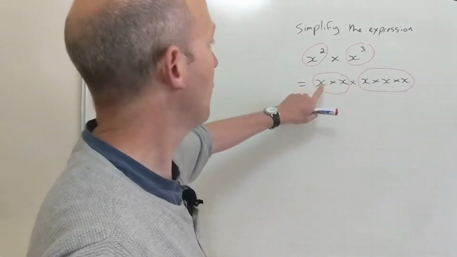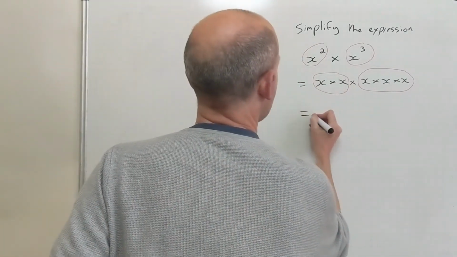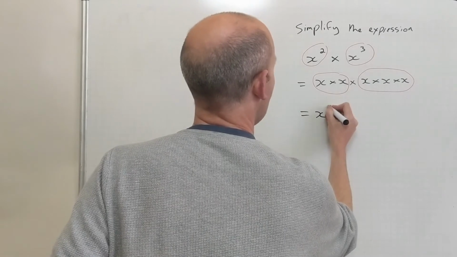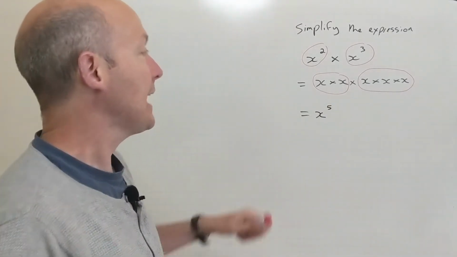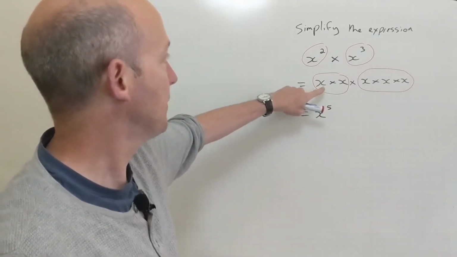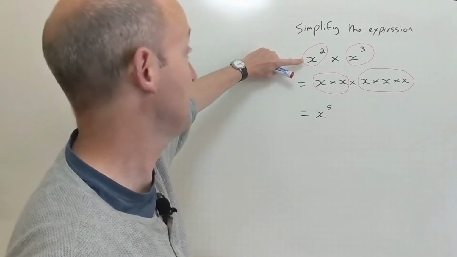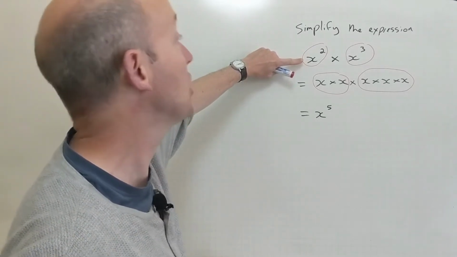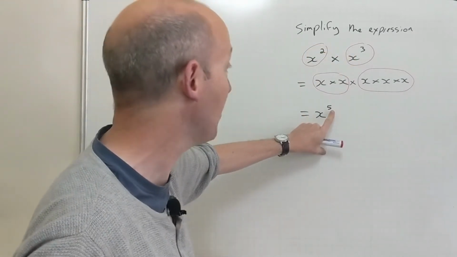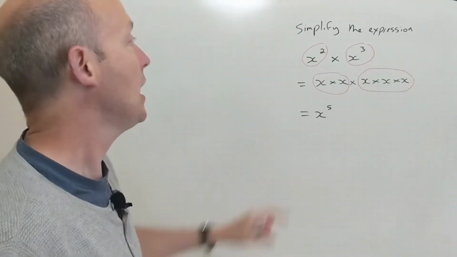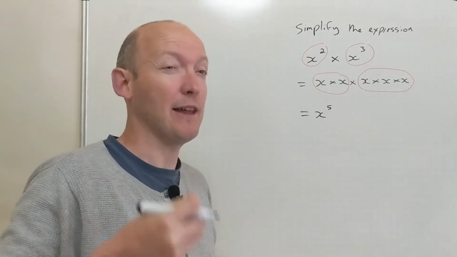So what have I got here? Well, I've got 1, 2, 3, 4, 5 x's, which is x to the power of 5. Now again, you may well be able to spot a rule straight away here, which is that when you're multiplying powers of something, as long as it's the same thing, you just add the powers together. So x squared times x cubed is x to the power of 5. You don't need to write all this out. I hope it helps to understand where that rule comes from.